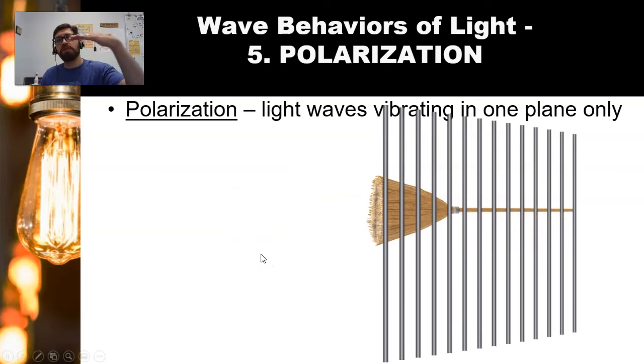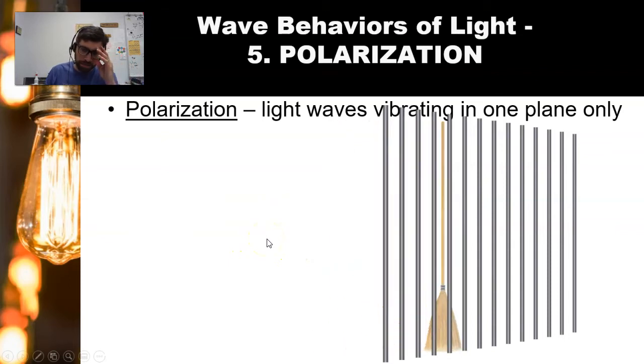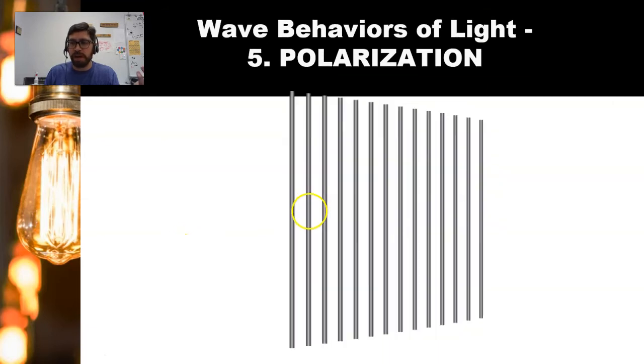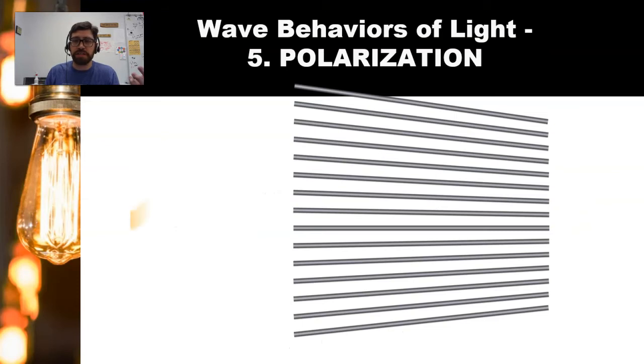Obviously, if this is a light wave and the light wave is perpendicular to the filter, it's not going to go through. The only way to get this broom through is to pass it through parallel, and that's pretty obvious. So light is going to behave the same way. When the light wave is vibrating parallel to the direction of the filter, it's going to pass through. But if I turn the filter 90 degrees, this light wave simply isn't going to go through because it's a three-dimensional thing.